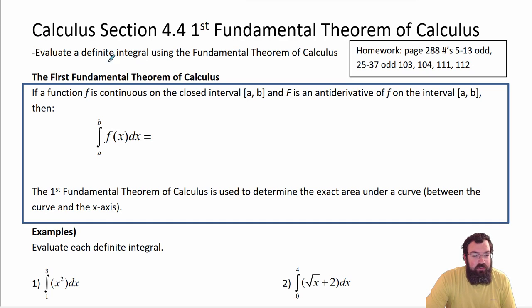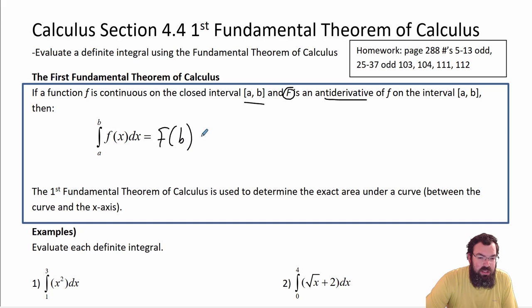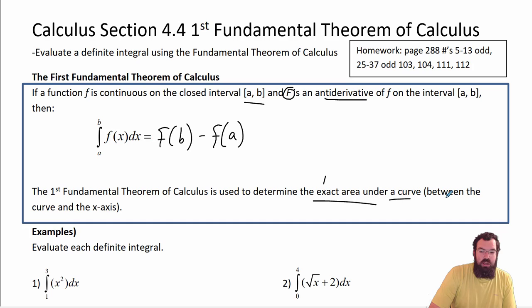So, the first fundamental theorem of calculus basically says that if f is continuous on that closed interval, and capital F is an antiderivative of f on the interval, then we can take the integral from a to b of the function f of x dx and it equals the antiderivative evaluated at b. We evaluate the antiderivative at a, subtract the two, and that's our answer. That's our total exact area underneath the curve, between the curve and the x-axis.